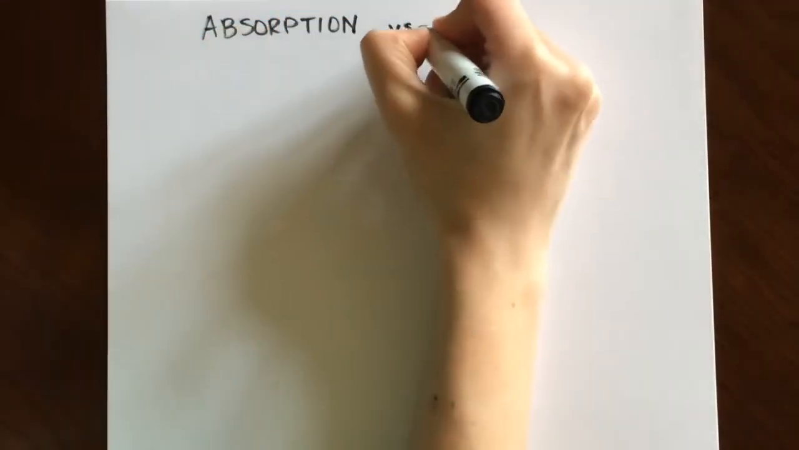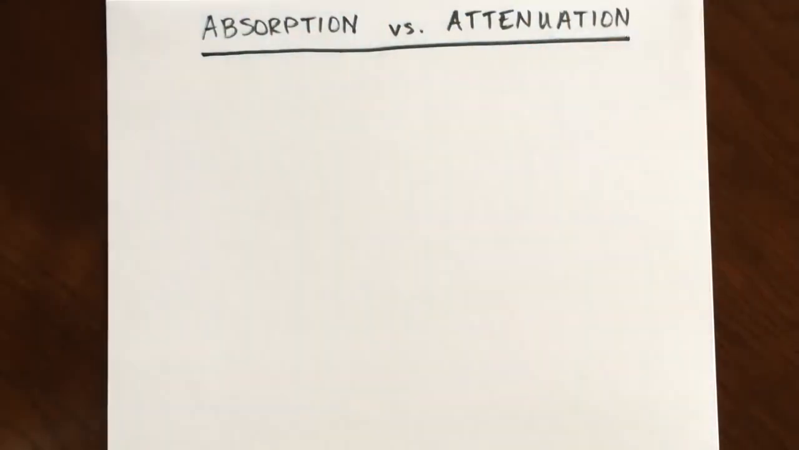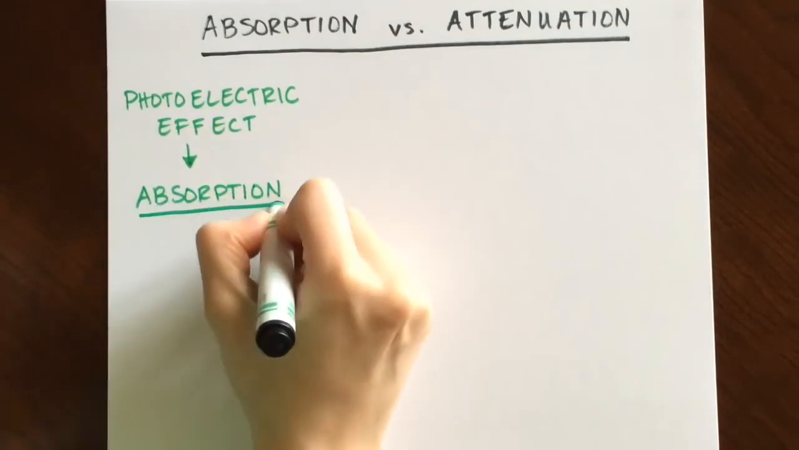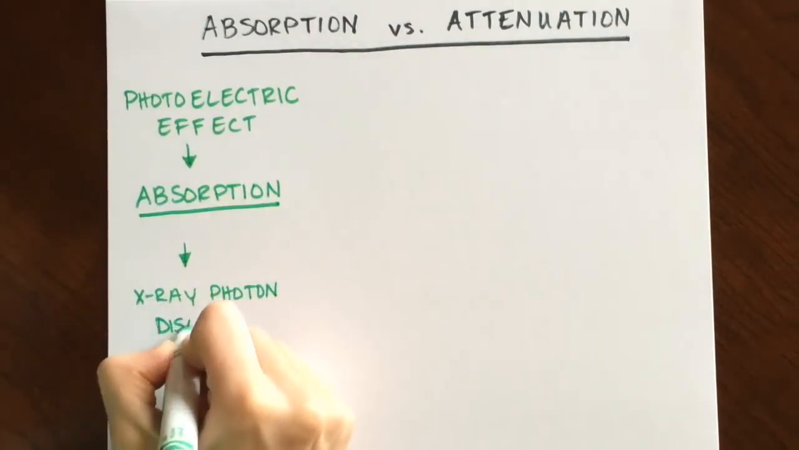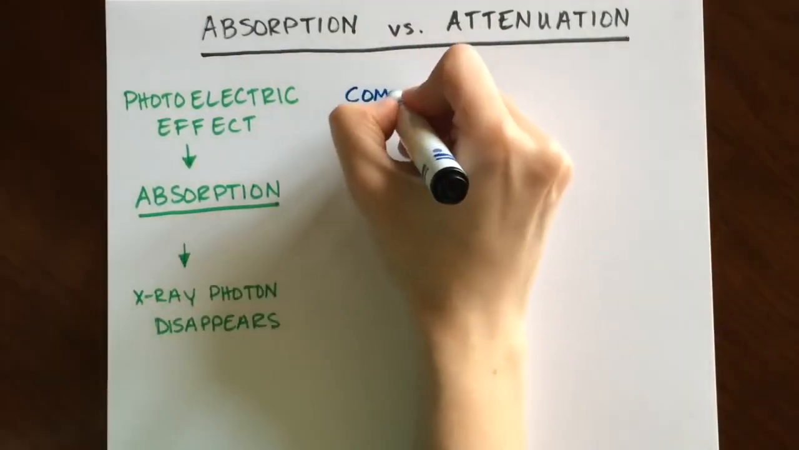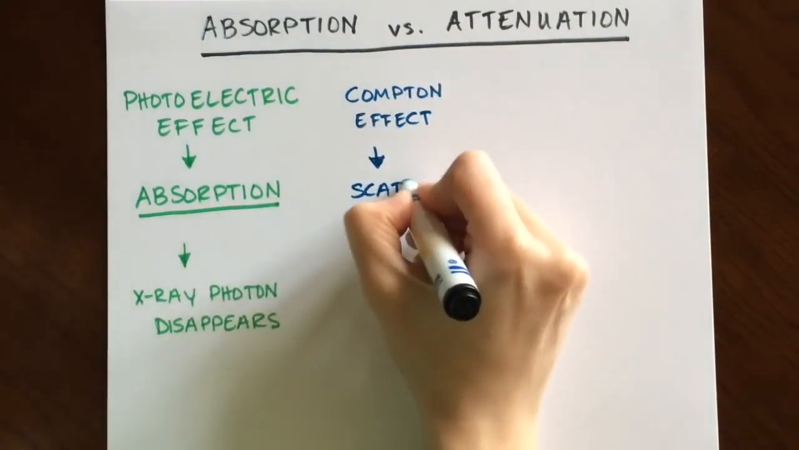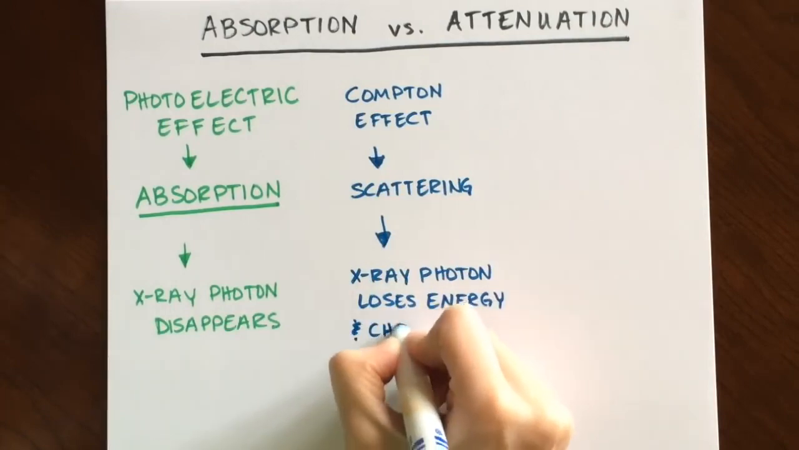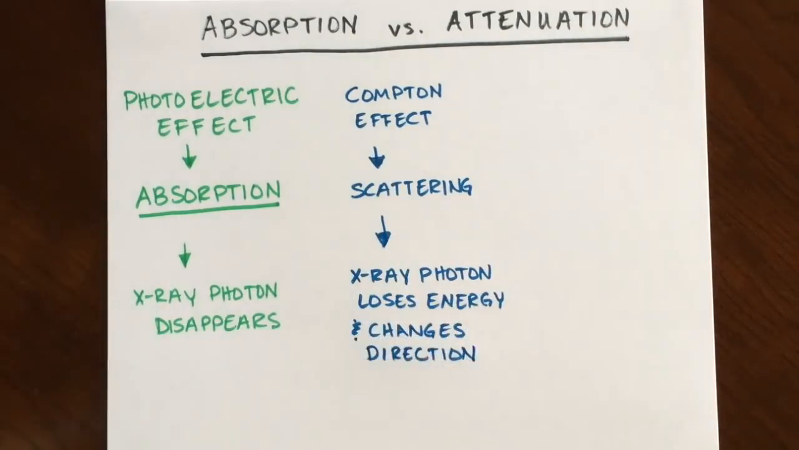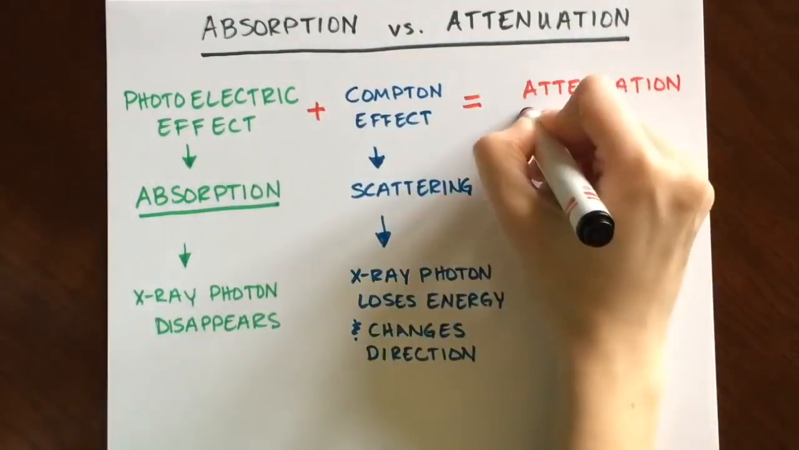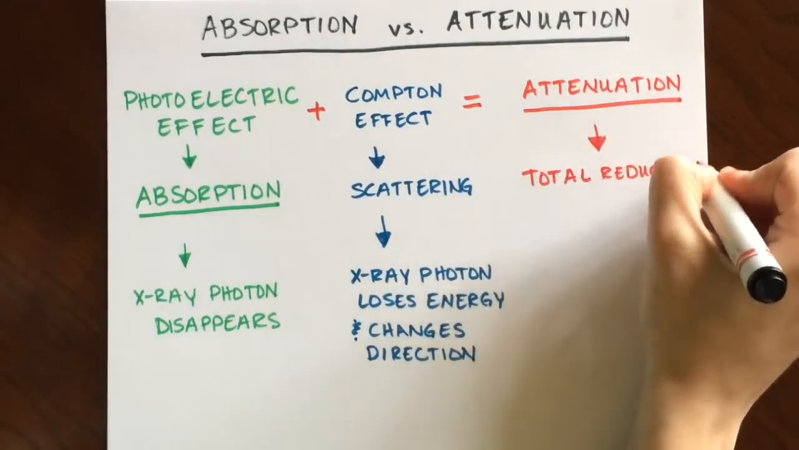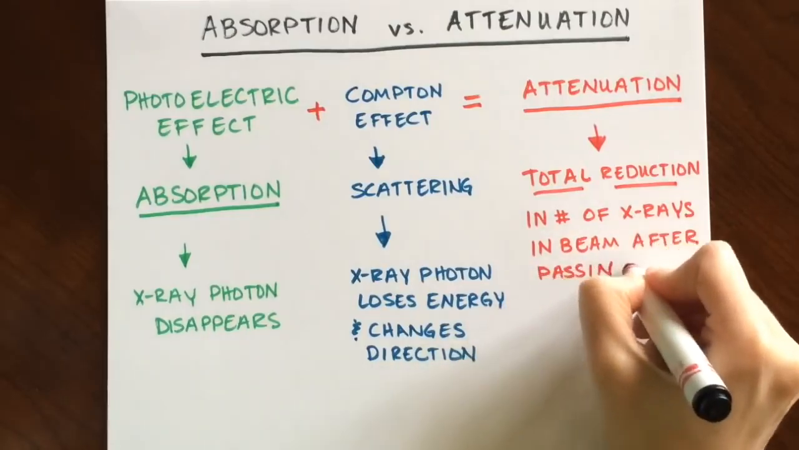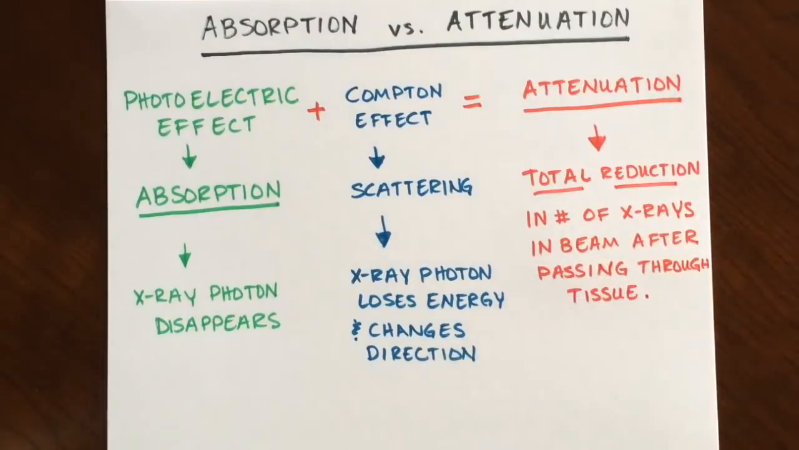Finally, we need to discuss the difference between 2 terms, absorption and attenuation. With absorption, it is considered an all or none process. Either the X-ray is absorbed and disappears, or it doesn't. If an X-ray is partially absorbed, it is considered a scattering interaction, since the X-ray photon emerges with less energy and in a different direction. Attenuation is the product of absorption and scattering. It is the total reduction in the number of X-ray photons remaining in the beam after passing through a given thickness of tissue.